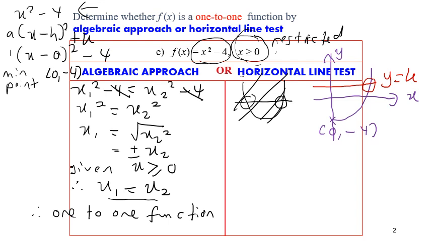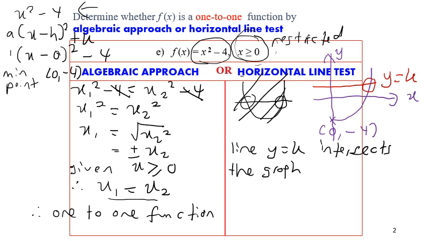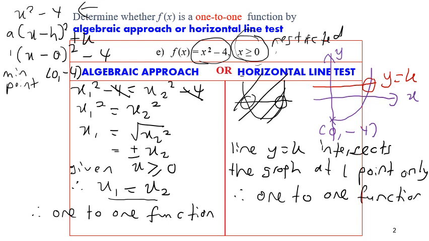And don't forget, after we show it in the graph, you have to write a statement, as usual. That is, line y equals k intersects the graph at one point only. Therefore, it is a one-to-one function. Right? So this is what happens if we restrict the domain for a quadratic function.